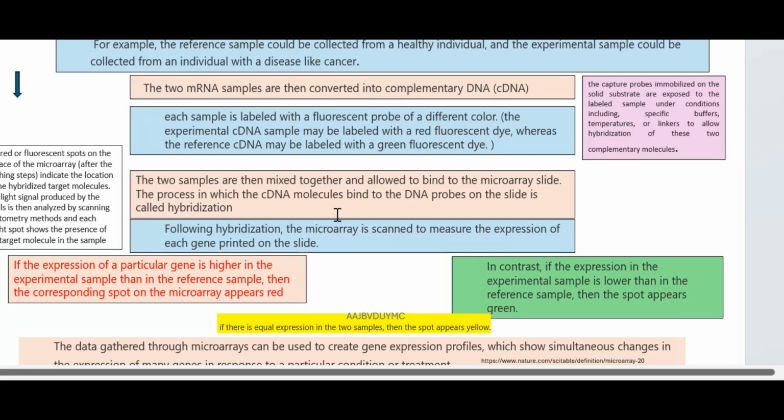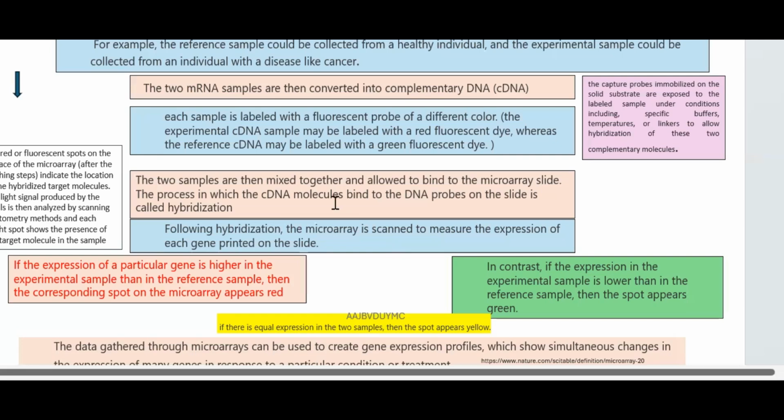Now, the process in which the cDNA molecule binds the DNA probe on the slide is called hybridization. It is similar to DNA-DNA hybridization or DNA-RNA hybridization that we talk about. So following hybridization, the microarray is scanned and you are going to measure the expression. The intensity of fluorescence will tell you about the expression levels.